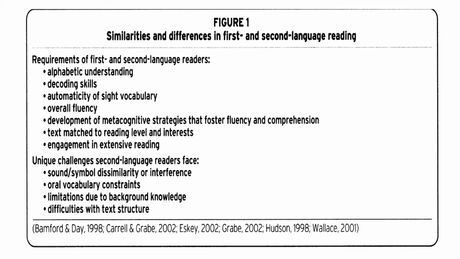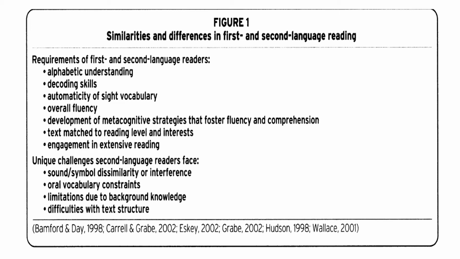Some of the challenges which only second language readers face are sound-symbol dissimilarities. So for example, in English, the letter A can be pronounced differently in different words. For example, A in father is pronounced differently than A in fan. Then there are oral vocabulary constraints. Second language learners do not have enough vocabulary to be able to understand what's written.